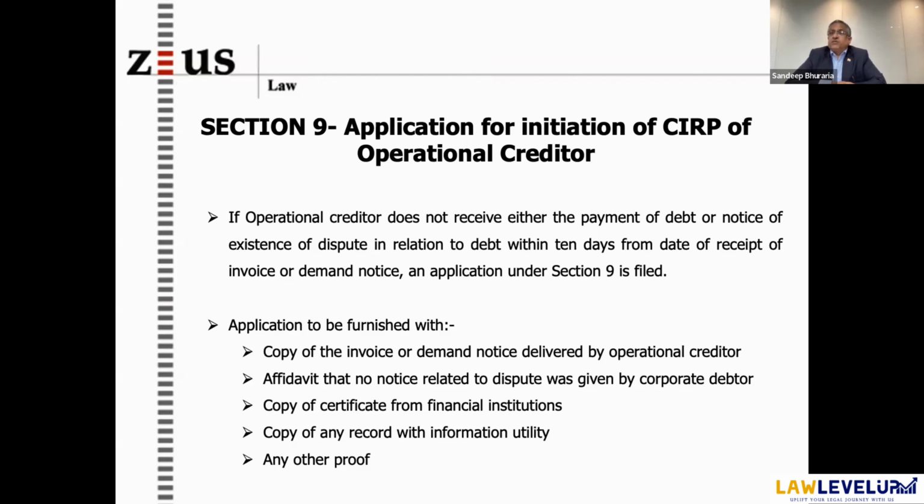Those documents are a copy of the invoices against which the goods and services have been provided, and a copy of the demand notice delivered by the operational creditor. There has to be an affidavit which will specify that no notice related to any dispute was given by the corporate debtor. Then there has to be a banker's certificate from the financial institution that no payments have been received in this account from the corporate debtor. Then there is an information utility, a copy of the record of that information utility, and any other proof of payment.